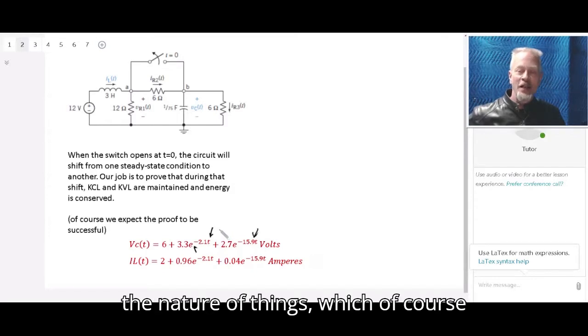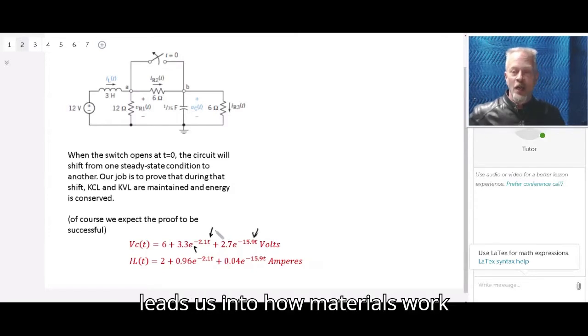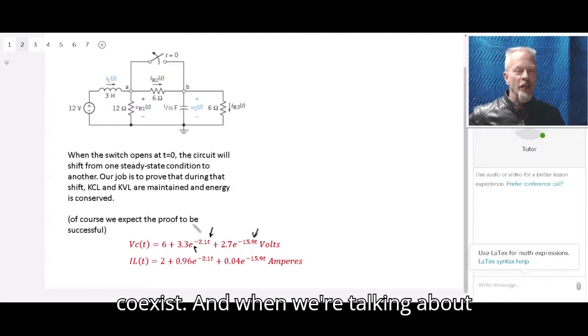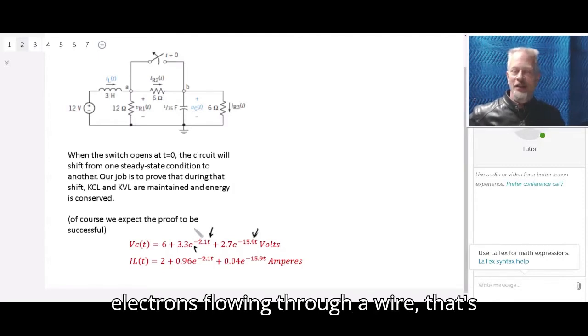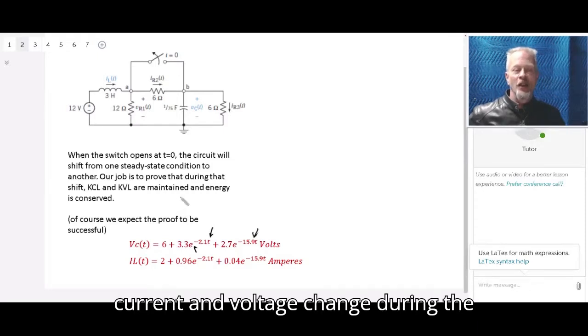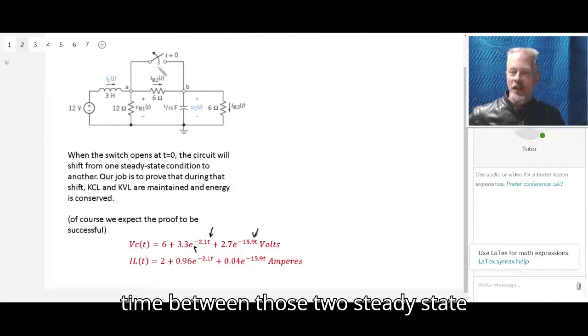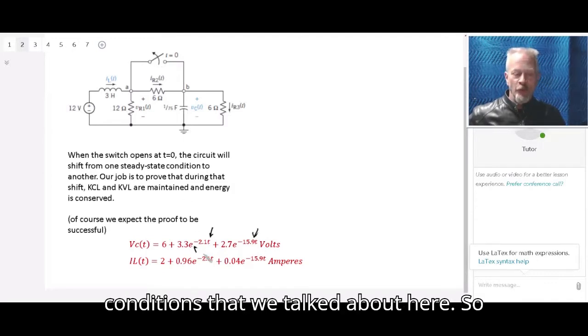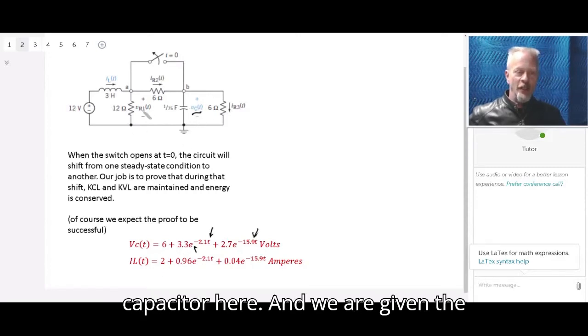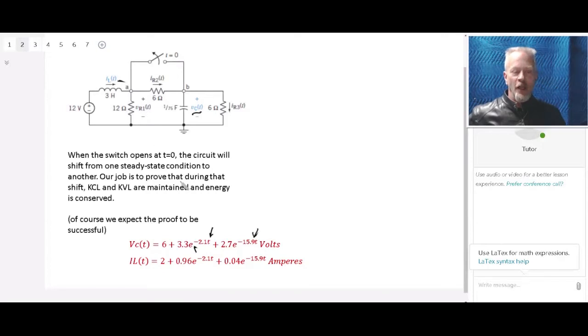So it has to do with the nature of things, which of course leads us into how materials work and how atoms of different materials coexist. And when we're talking about electrons flowing through a wire, that's exactly the type of thing we're talking about. We're talking about how the current and voltage change during the time between those two steady state conditions that we talked about here. So we're given the voltage across the capacitor here, and we are given the inductor current here. And we're going to use those two things to prove that KVL and KCL hold true.